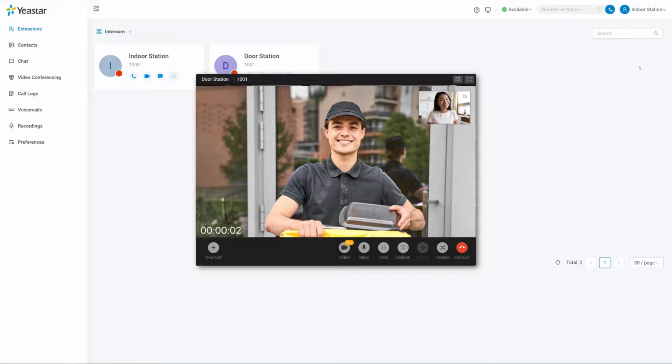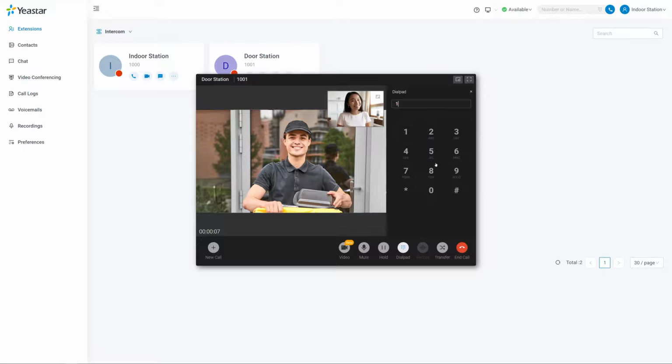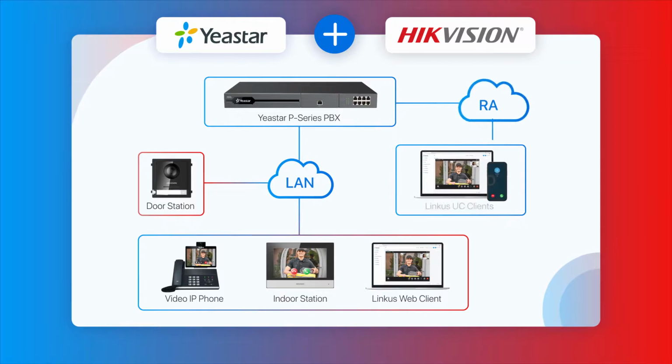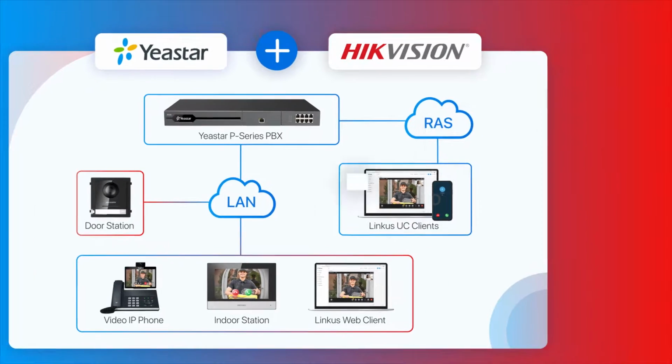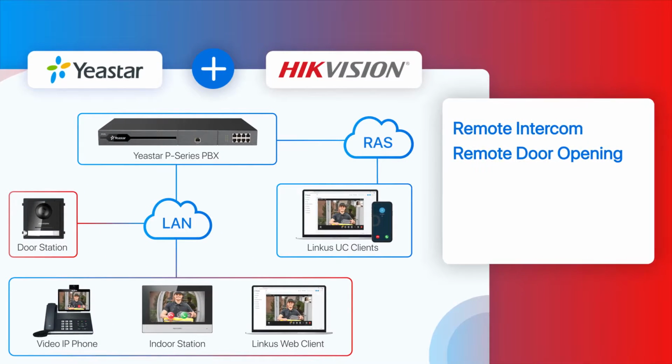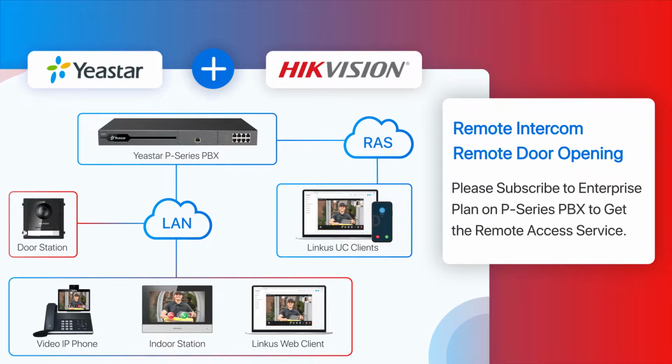And also, during a call, we can directly dial the #1 key to open the door. The door is open. It works on all Linkus clients as well as IP phones registered to the indoor phone extension. And of course, to enable the remote intercom and door opening function under a public network environment, please subscribe to the Enterprise Plan on P-Series PBX to get the remote access service.